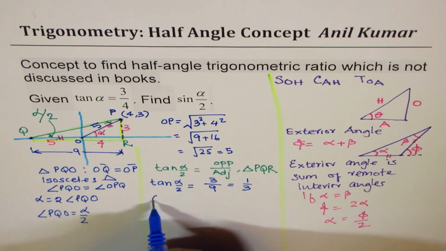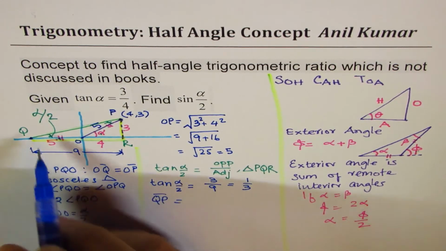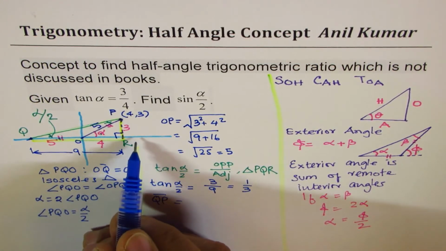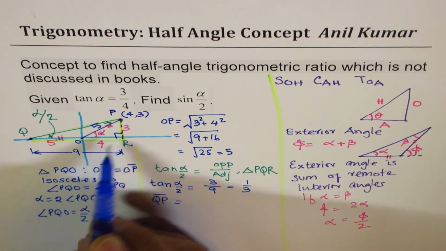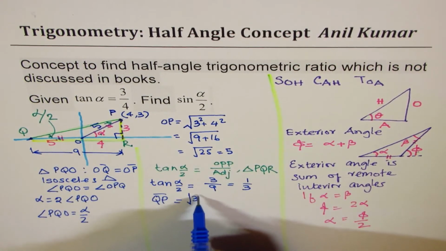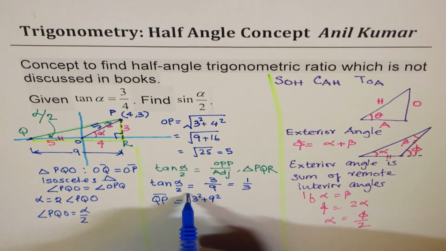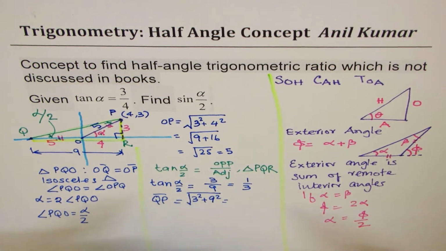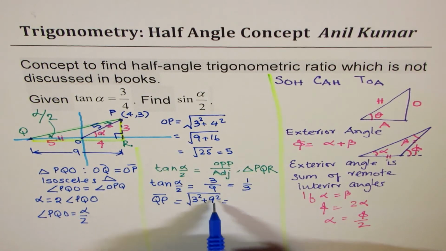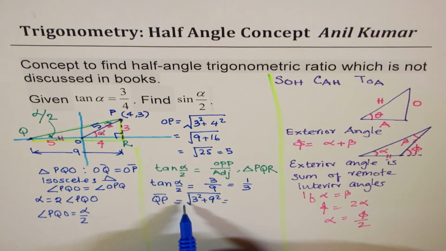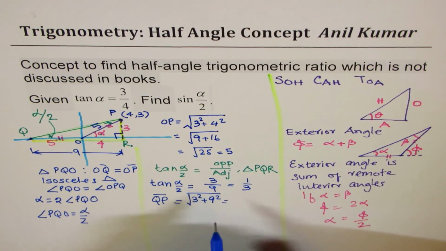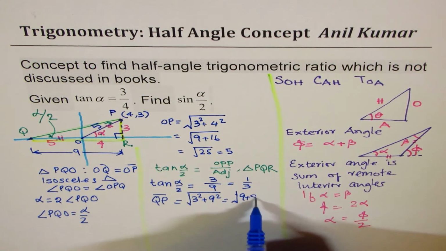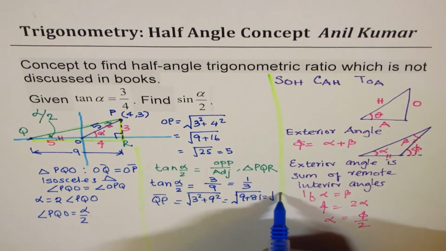Now to find sine alpha by 2, I have to find what QP is, right? So let's find what QP is. Well, QP is the hypotenuse of the right triangle. This is perpendicular to the x-axis. So it should be the square root of 3 squared plus 9 squared. Let's just do this. 3 squared is 9, this is 81, and that is the square root of 90, correct?